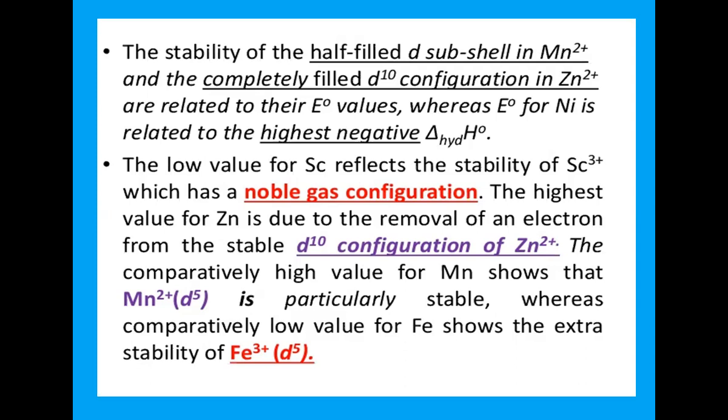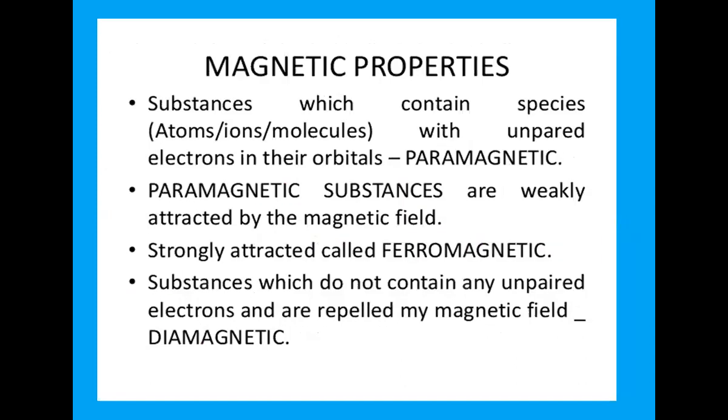That is a comparatively high value for Mn. That also shows d5, a particularly stable half-filled electronic configuration. When Mn+2 changes into Mn+3, whereas Fe+2 changes into Fe+3, the Fe+3 is more stable, because when Fe+2 changes to Fe+3, it acquires a d5 configuration. Then comes the magnetic property.